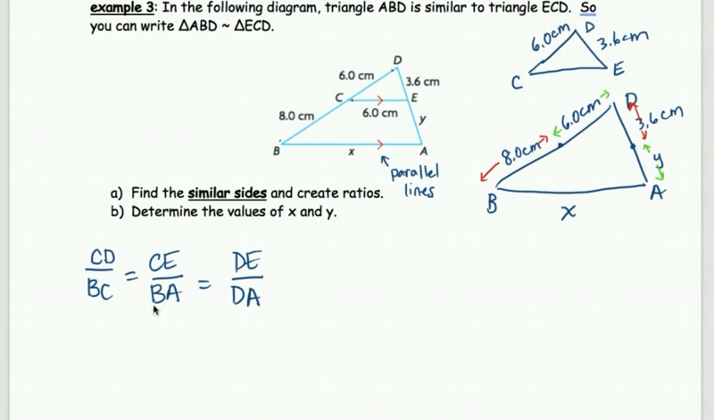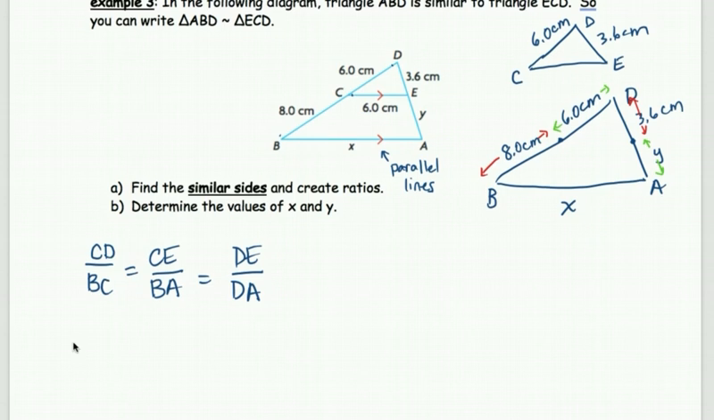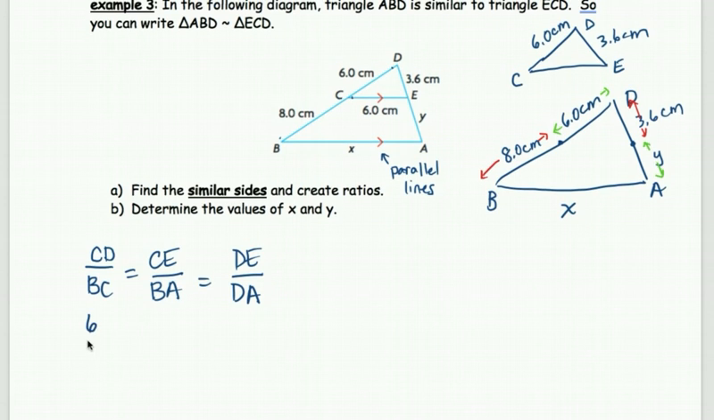All right, so now we have our ratios here. Let's fill in the values. So C to D I know is 6. B to C, so C to D, B to C. See how you have 8 to here, 6 to there. So hopefully you see that the total is 14 centimeters for this whole side here. So that's 14 right there.